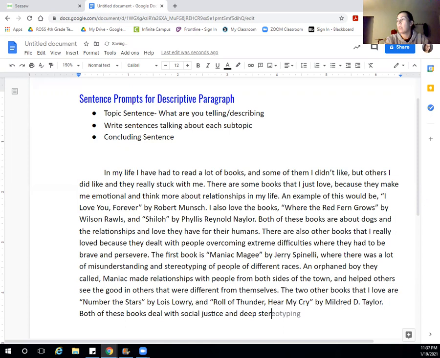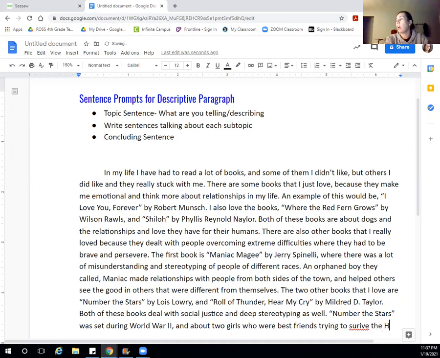All right. Both of these books deal with social justice and deep stereotyping as well. Number the Stars was set during World War II and about 2 girls who were best friends trying to survive the Holocaust.